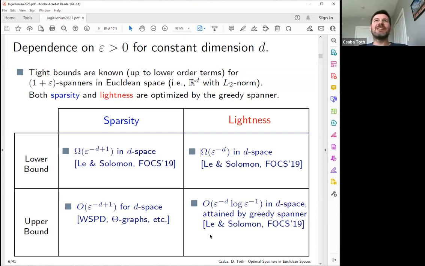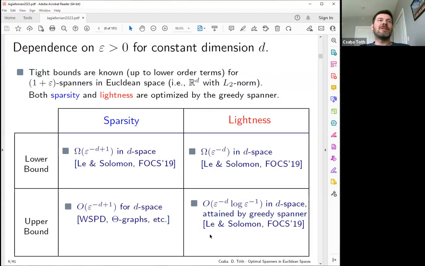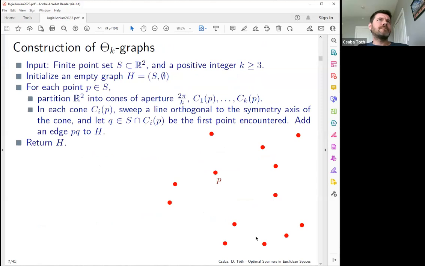So let me just add two comments. One is the explanation for these algorithms in the upper bounds. I'd like to explain what theta graphs are, because it's going to be relevant later, and what greedy spanners are. They are not difficult, but it's good to know. So again, these are classical constructions. So what are theta graphs? Theta corresponds to an angle.